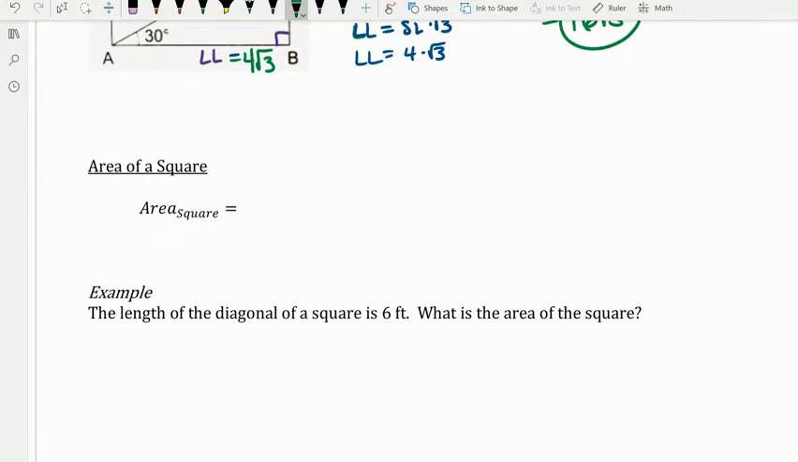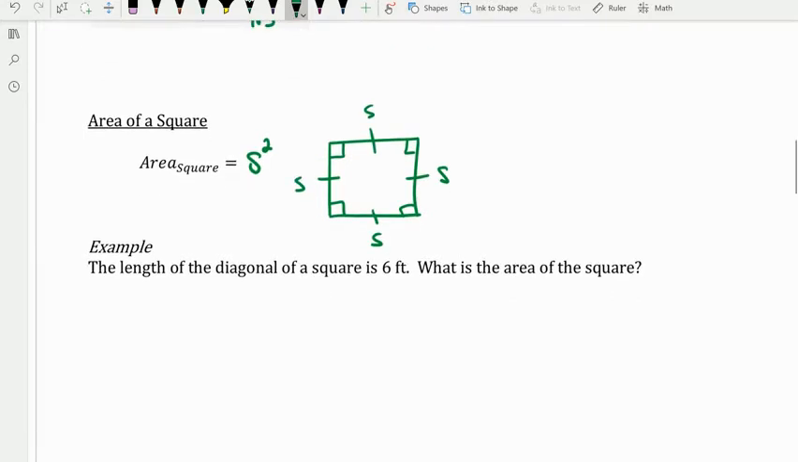It's also base times height, but if you'd rather write it as the side length squared, you can do it that way as well. So if I've got a square, again, all 4 right angles, but this time all 4 sides are the same. So when we think about base times height, it's just our side length squared. So you can think about it that way instead.